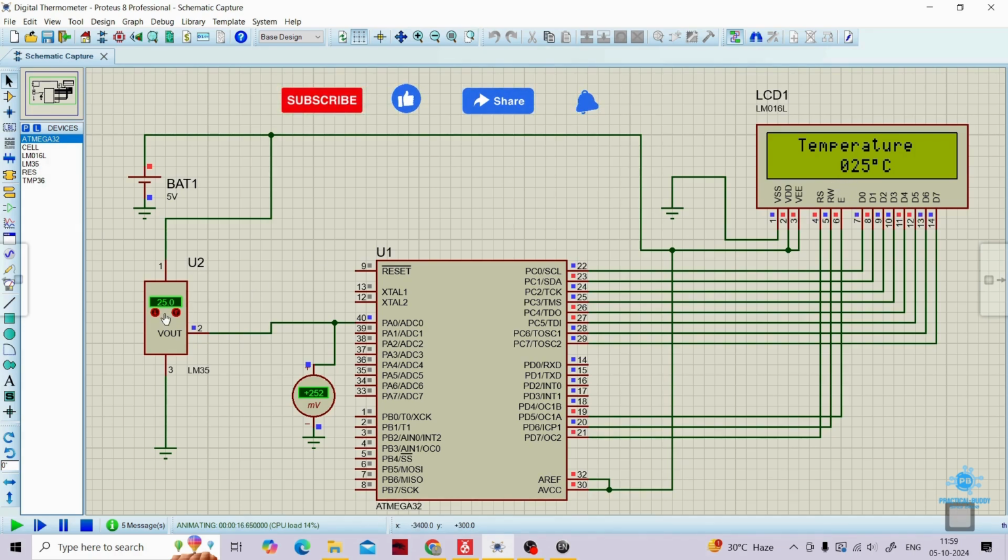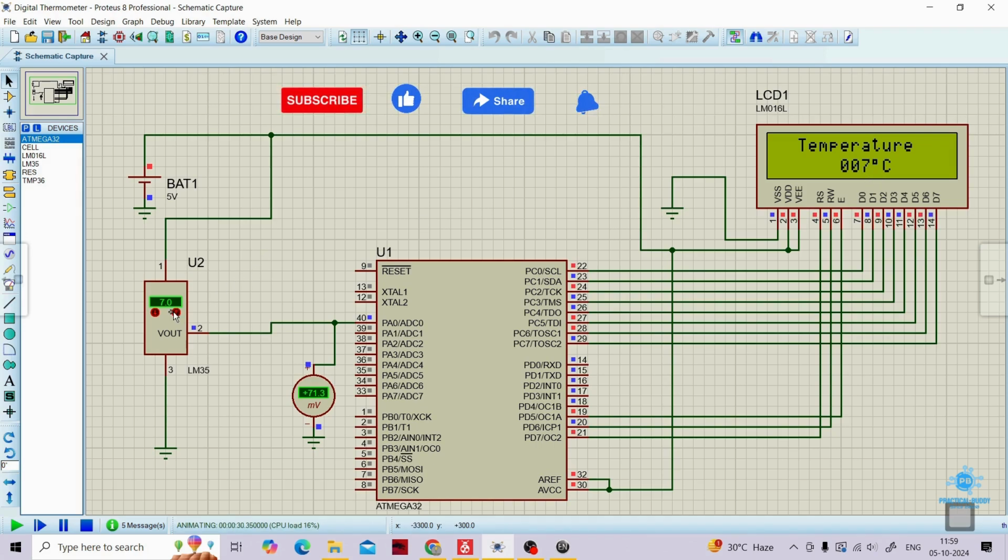Now let's suppose I want to show 5 degrees or 8 degrees Celsius, let's suppose my temperature is below 10 degrees Celsius. Let's see what we are getting. 7 degrees Celsius, let's say. So yeah, you see it is trying to match with this particular sensor's value. You see it is 007 degrees Celsius, right?